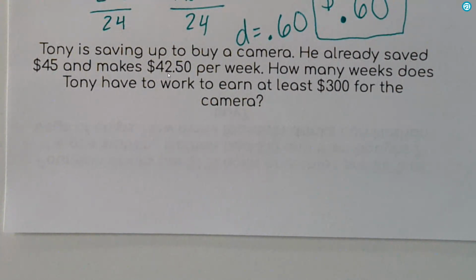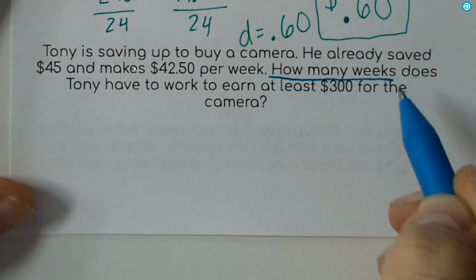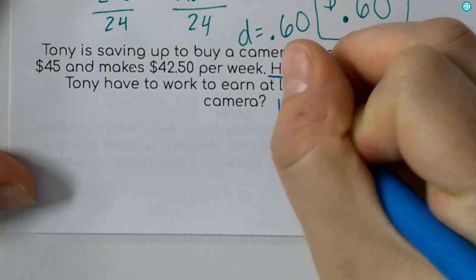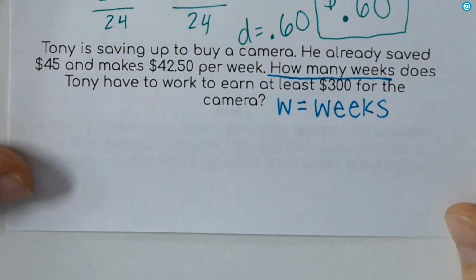So my first question for you is, what are we solving for? What question are we trying to answer? How many weeks? So that's what you need to be looking for. So how many, how much, something like that. So we are solving for W equals weeks. So we're going to use a W as our variable.